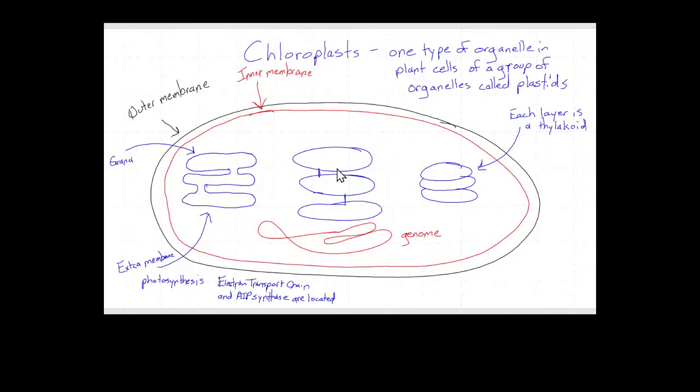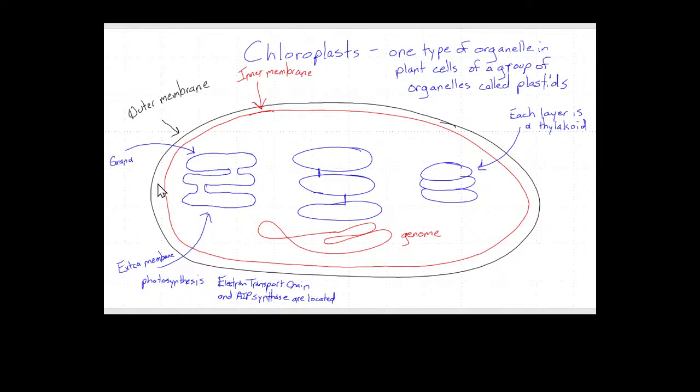Each layer is called a thylakoid. Then I drew kind of a more shorthand version where I just was connecting them like that to show that the thylakoid stacks were connected. And then this was my third way of drawing it. And this is kind of the laziest way, and it mostly just looks like a stack of pancakes at that point. But anyway, when you get a stack of thylakoids, it's called a grana or granum.